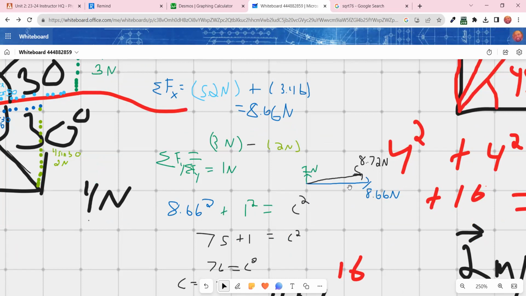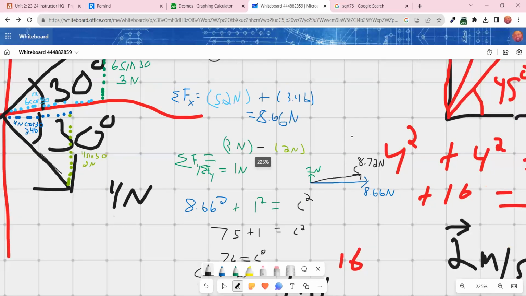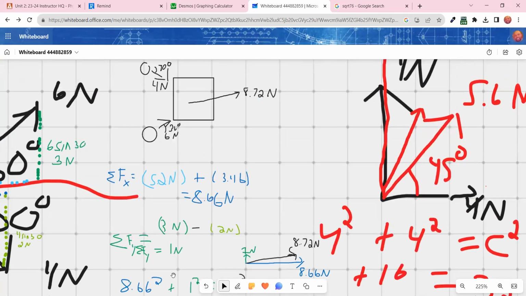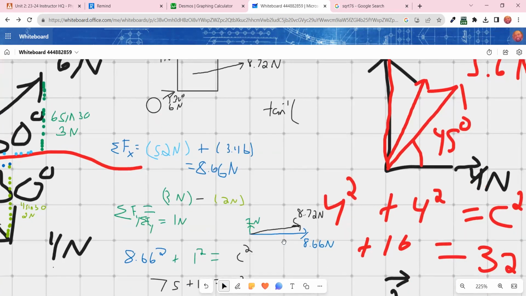How do I get my direction for this? How do I always get my direction? Arctan. Arctan. It's going to be the arctan of, it's almost always my y over x. What's my y? 1. And what's my x? 8.66.